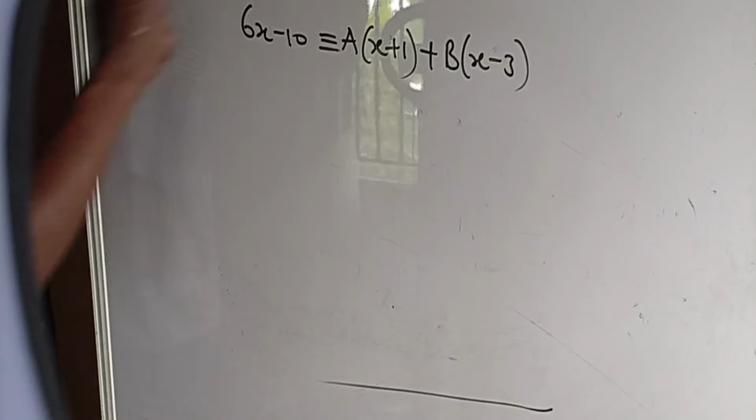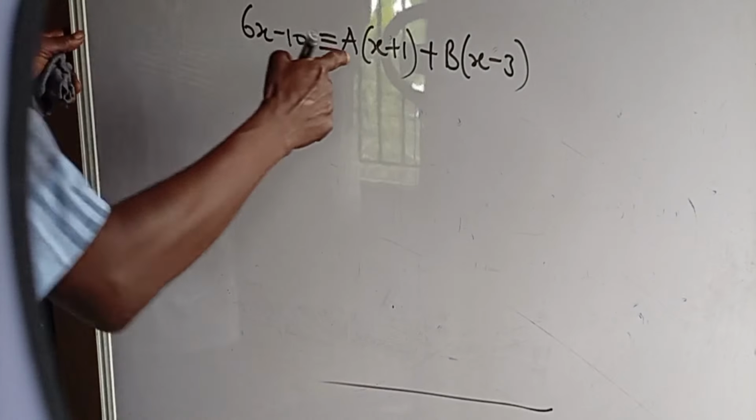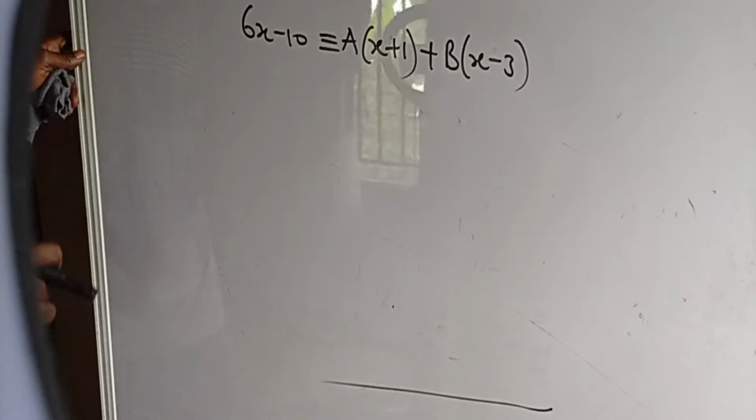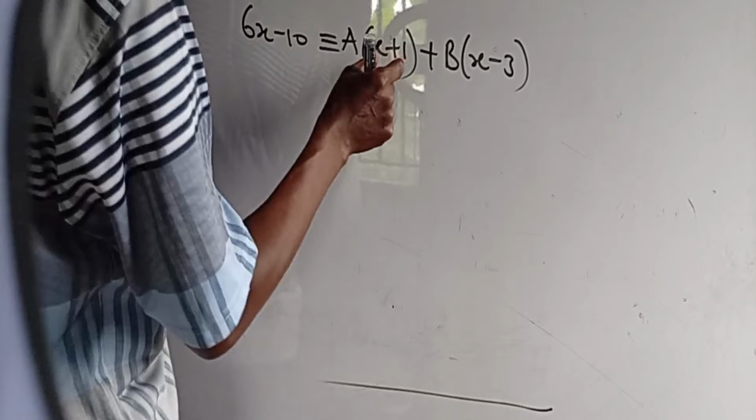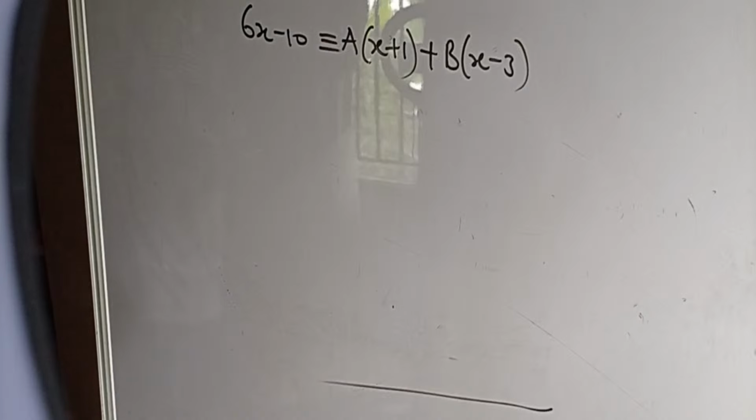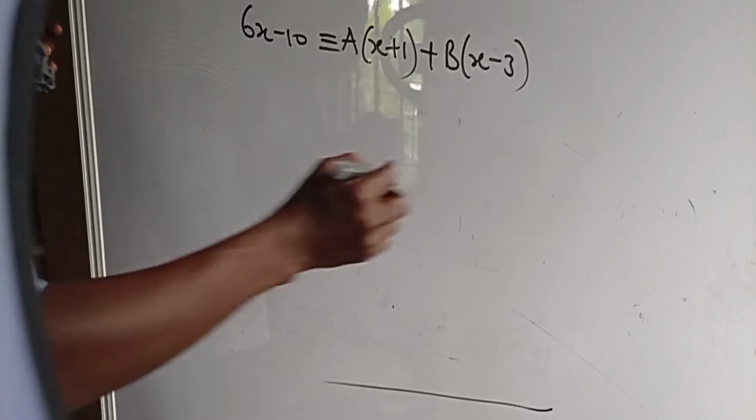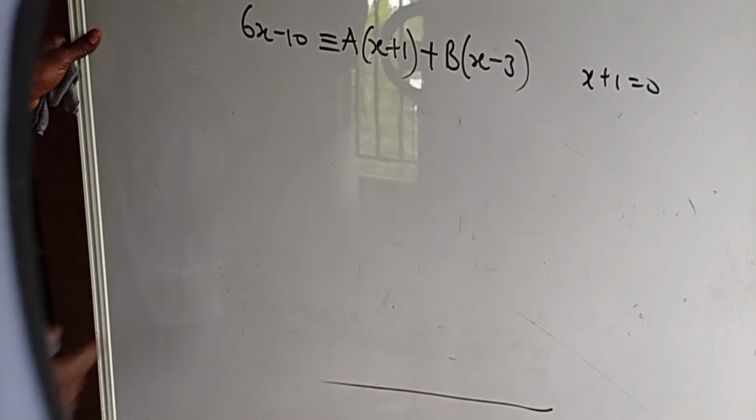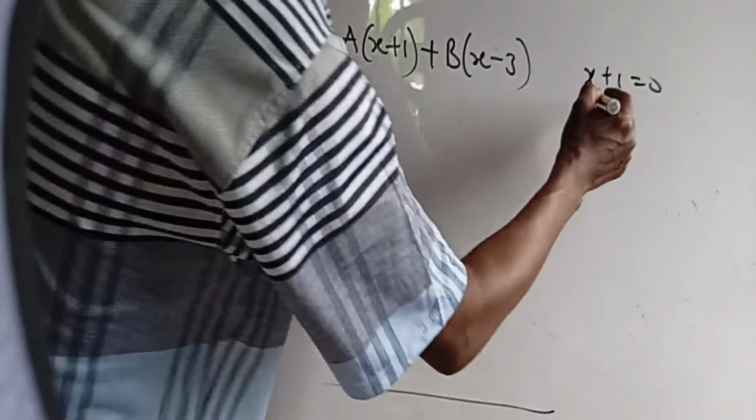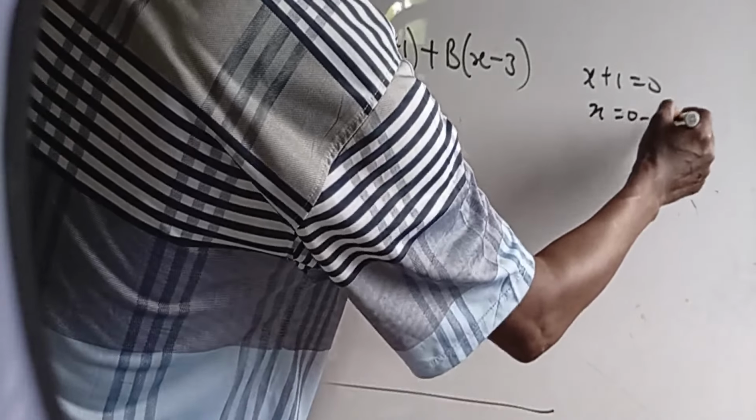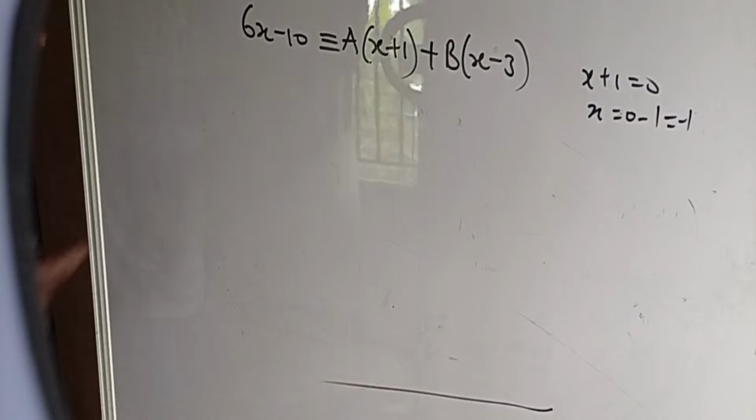Now, let's start with A. How do we eliminate A here? A is multiplying x plus 1. And if x plus 1 can be turned to 0, A will be dead. How? Just pick x plus 1 and equate it to 0. If you equate x plus 1 to 0, you have x equals 0 minus 1, that will be minus 1.